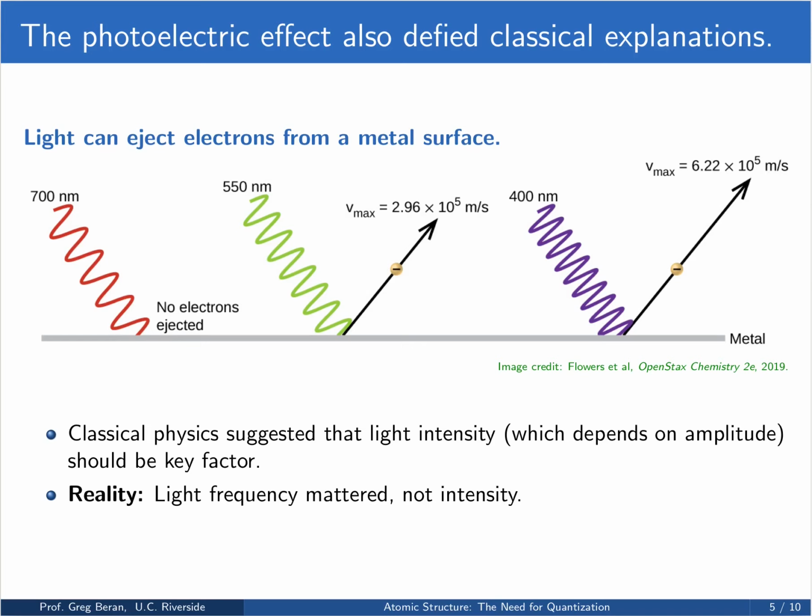Next, consider the photoelectric effect. This was another problem that defied classical physics explanations. So the photoelectric effect is this idea that if you shine light on a metal surface, you can sometimes cause electrons to be ejected from that surface. Now, according to classical physics, the key factor governing whether the electrons are ejected and how fast they move when they are ejected should depend on the light intensity, its brightness in other words. However, in reality, the intensity didn't control either of those factors. What mattered was the frequency of light, not the intensity.